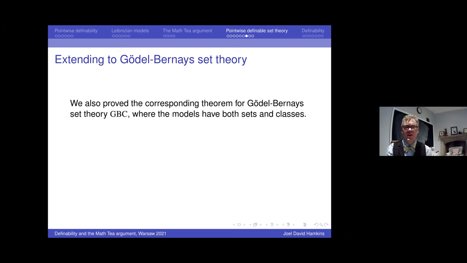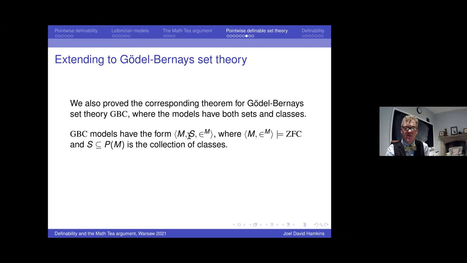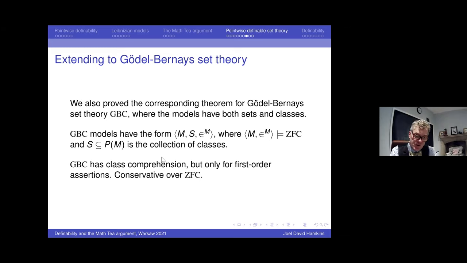So models of GBC have this form. There's a first order domain M, and that's going to be a model of ZFC. And then there's a collection of classes, a subset of the power set of M, which are the classes. And then we have a class comprehension axiom, but only for first order assertions there. If you wanted class comprehension for second order assertions, then you get what's called Kelley-Morse set theory, which is strictly stronger. GBC is conservative over ZFC, but Kelley-Morse set theory is strictly stronger.